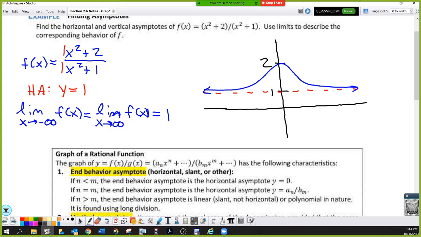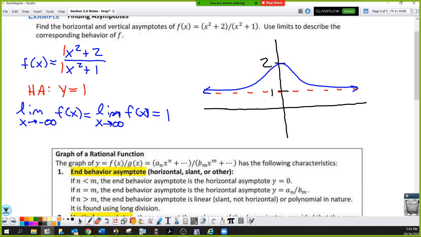Yes, sir? Well, we knew that because the top is 1 bigger than the bottom, no matter what we plugged in, the top is always larger than the bottom, which means the entire graph has to exist above the line y equals 1. And we know it's an even function because both of the exponents are even, so plugging in negative x would have done absolutely nothing to it.